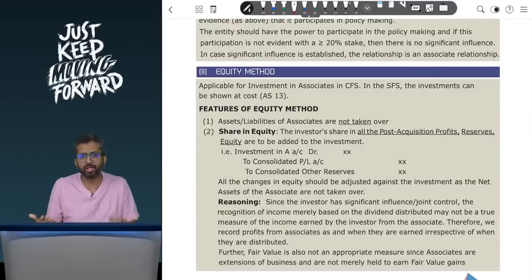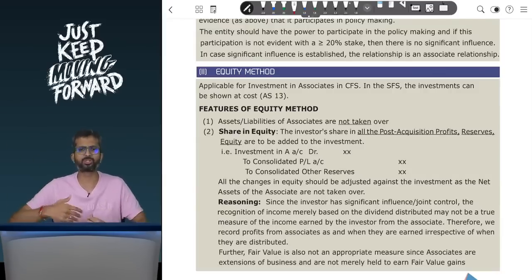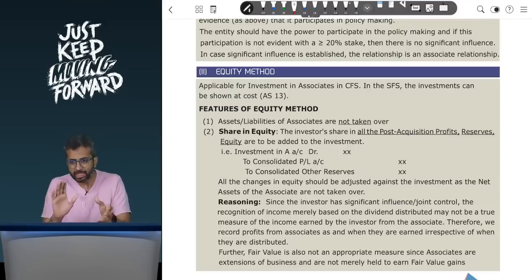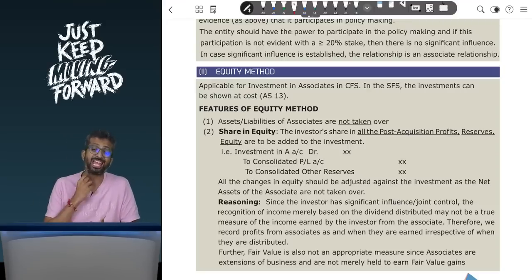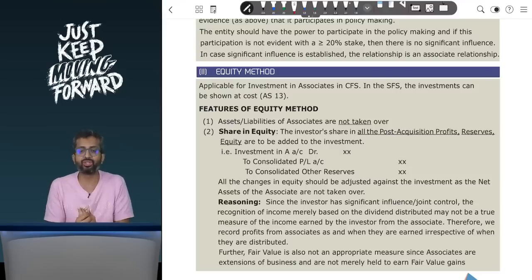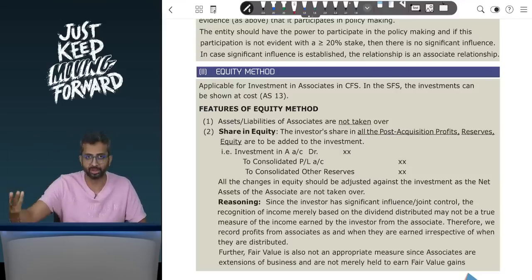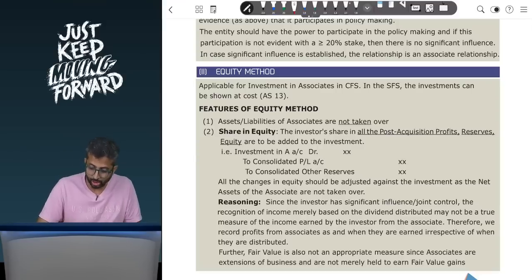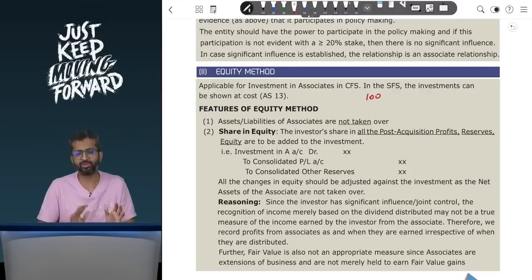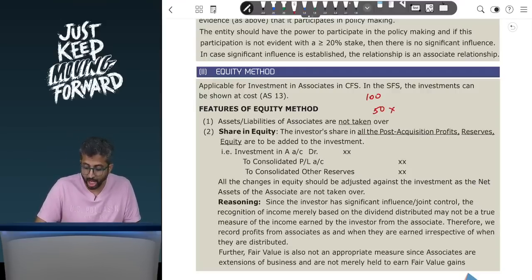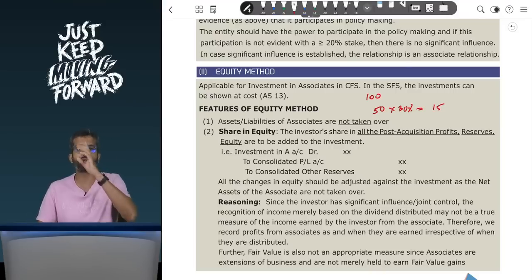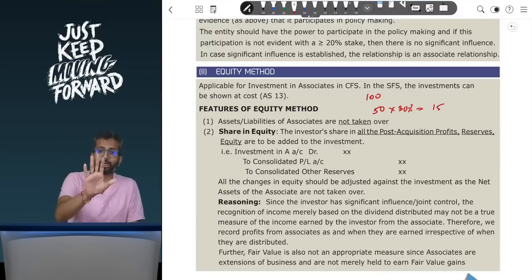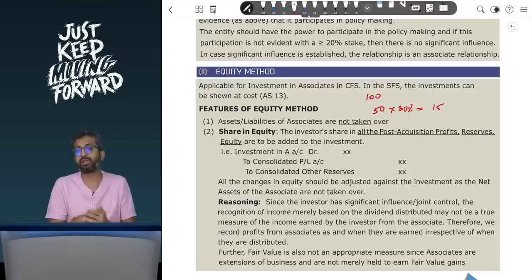Why? Because associates are not held for the purpose of sale in the ordinary course, and hence it is like a business investment, and hence you will measure the value of this investment based on how the business does. That is, how the equity or the net worth of the associate changes. Like initially you invested 100 rupees, that is investment in associate. Next year the associate made a 50 rupee profit. You have a 30% stake, so 30% of 50 rupees, that is 15 rupees, is attributable to you. They may not have distributed it, however this is attributable to you.